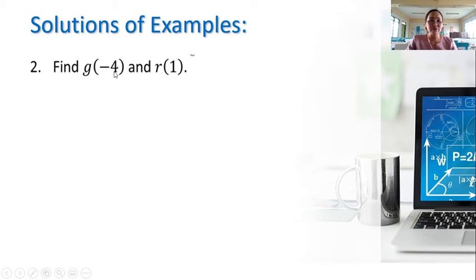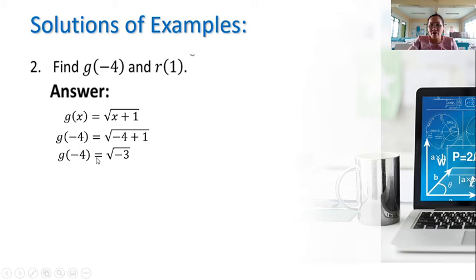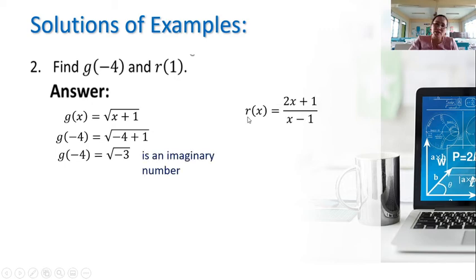If we are going to simplify this one, this becomes the square root of negative 3. Remember, if we are going to compute the square root of negative 3 using our calculator, it would give us a syntax error because the resulting value is an imaginary number. On the other hand, solving for r of 1, we have to go back to the original function r of x, which is equal to 2x plus 1 all over x minus 1.